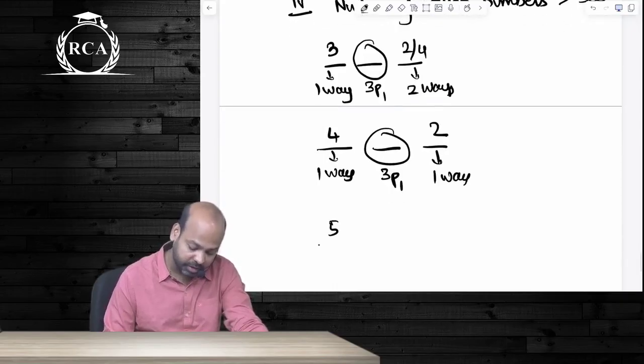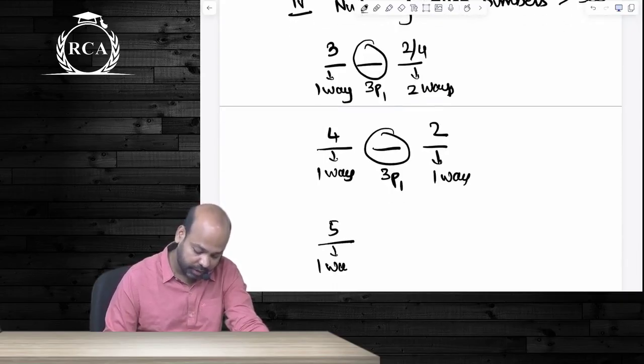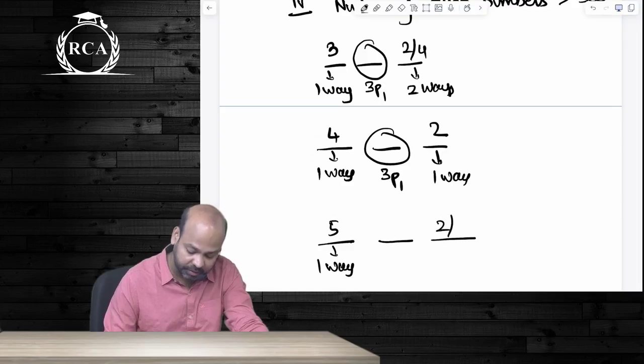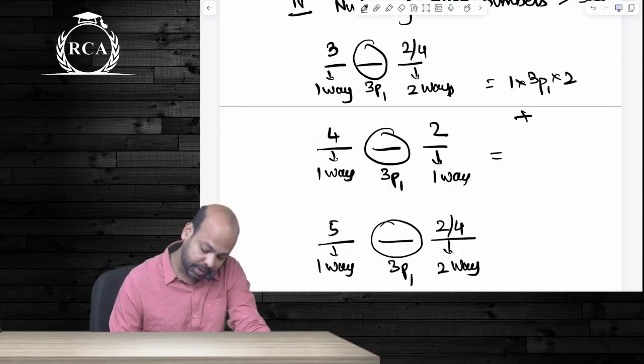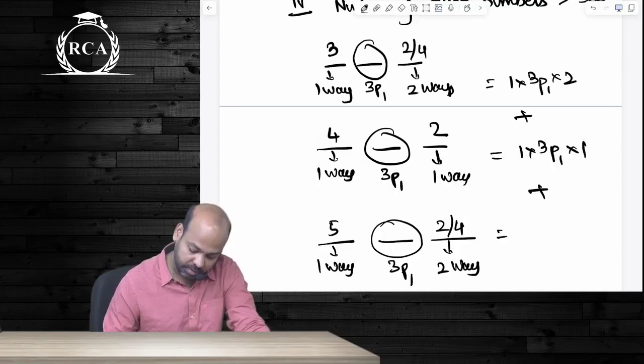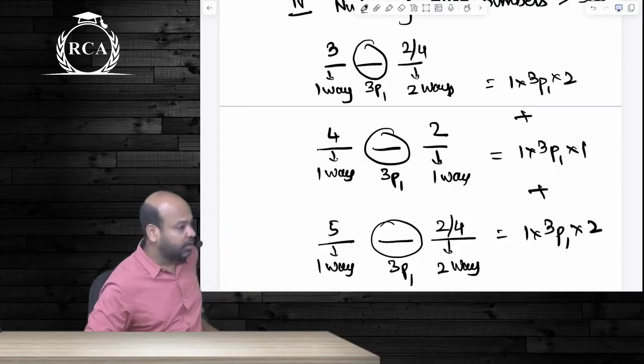What if 5 comes in the first place? One way for the first place. But last place can still be filled up by 2 or 4. In how many ways? 2 ways. The middle place can be filled up in 3P1 ways. So this becomes 1 into 3P1 into 2, plus this will become 1 into 3P1 into 1, plus this will become 1 into 3P1 into 2. That will be the answer.